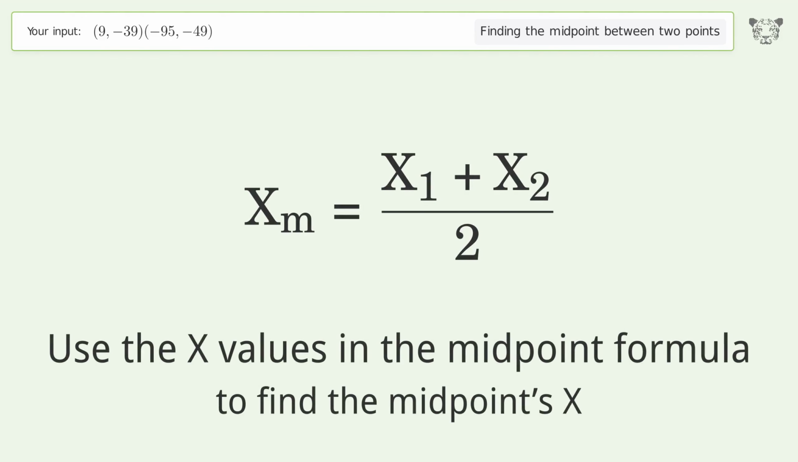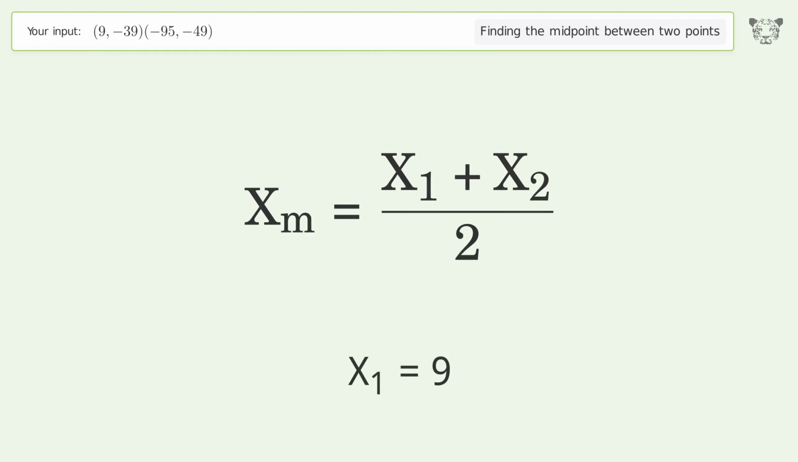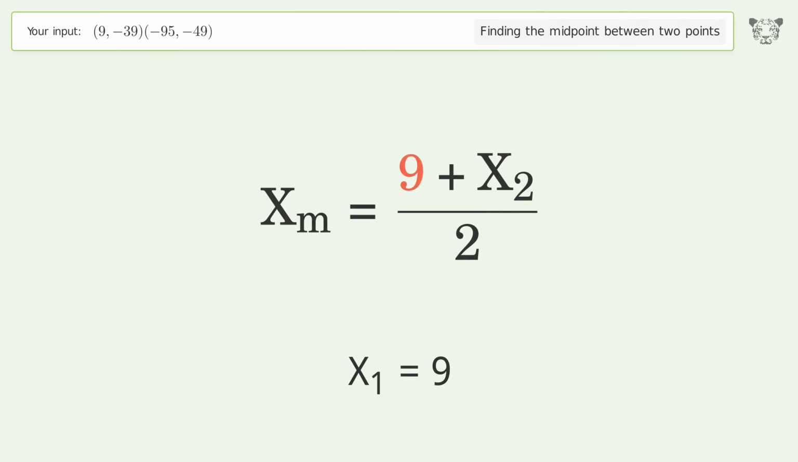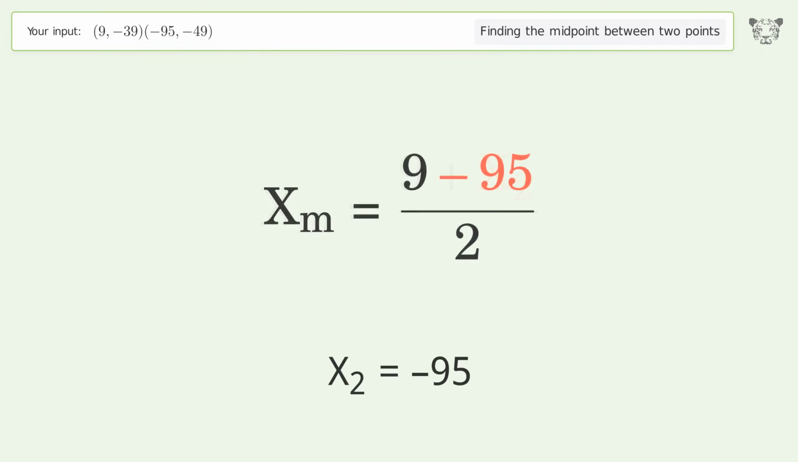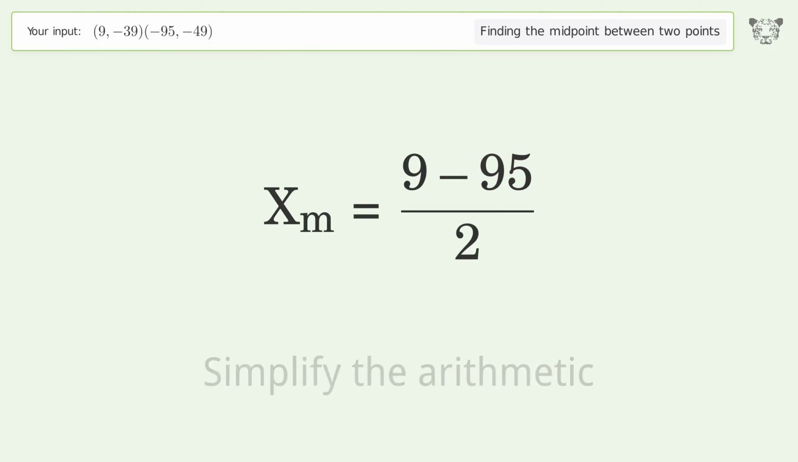Use the x values in the midpoint formula to find the midpoint's x. x1 equals 9. x2 equals -95. Simplify the arithmetic.